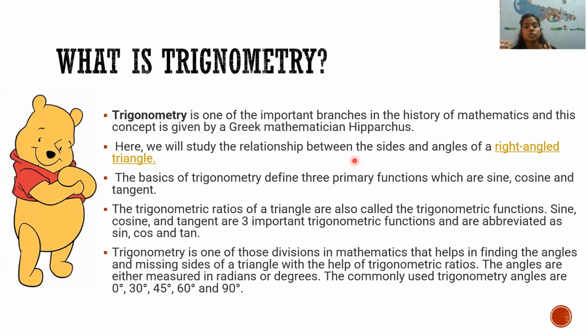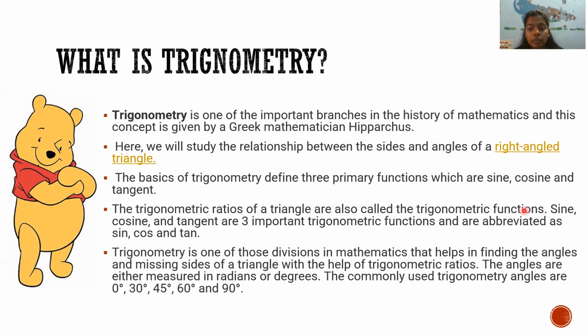Generally we will be using the Pythagoras theorem. We know that right angle triangle means it is Pythagoras theorem only. So we will be using the Pythagoras theorem, and we will be studying the relationship between the sides and the angles. There are basically three primary functions in trigonometry: sine, cosine, tangent. In simple terms, we say them as sine, cos, and tan. These are called the trigonometric functions.